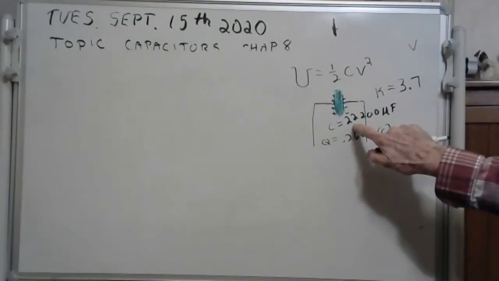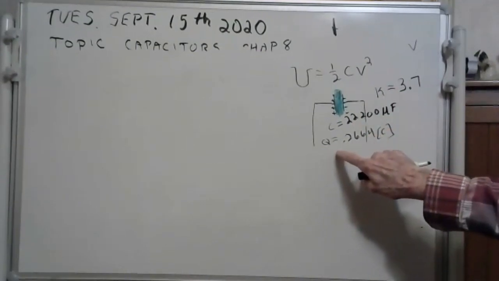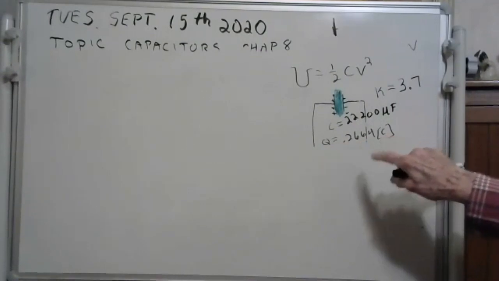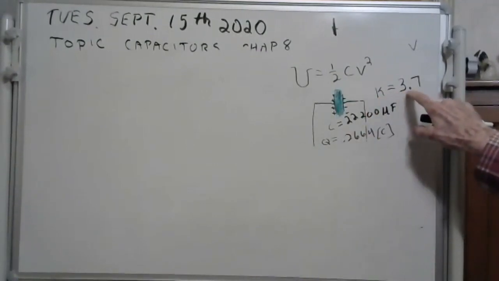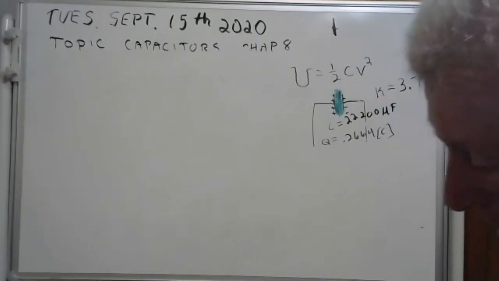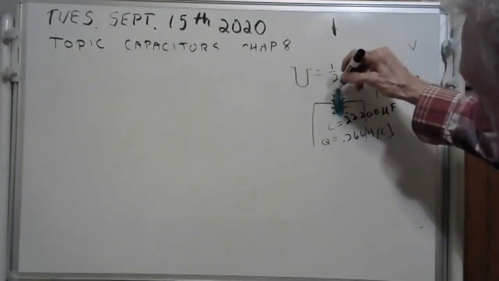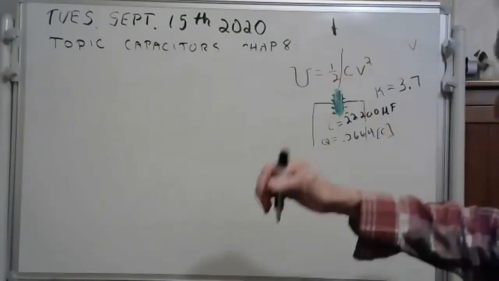It has a capacitance of 22,200 microfarads. It's got a charge on it of 0.2664 coulombs. It's got paper in it with a dielectric constant of 3.7. And what we're going to do is pull that paper out. Just grab it, put a little string on it there, and pull it out.